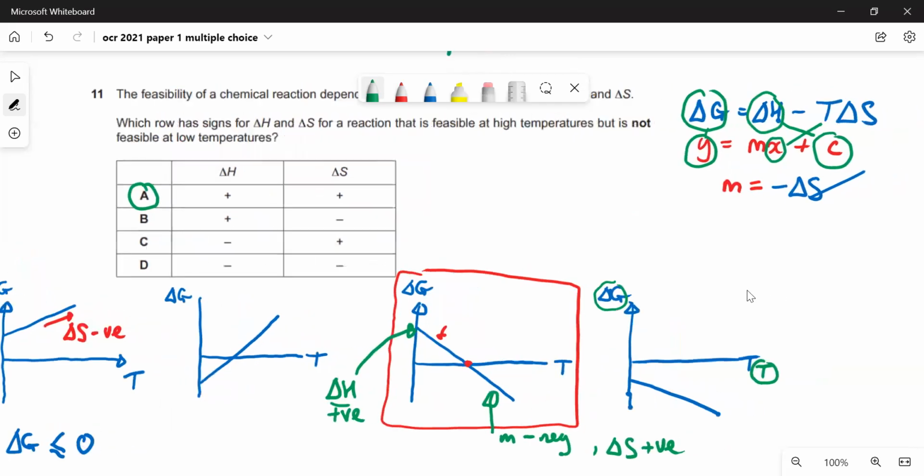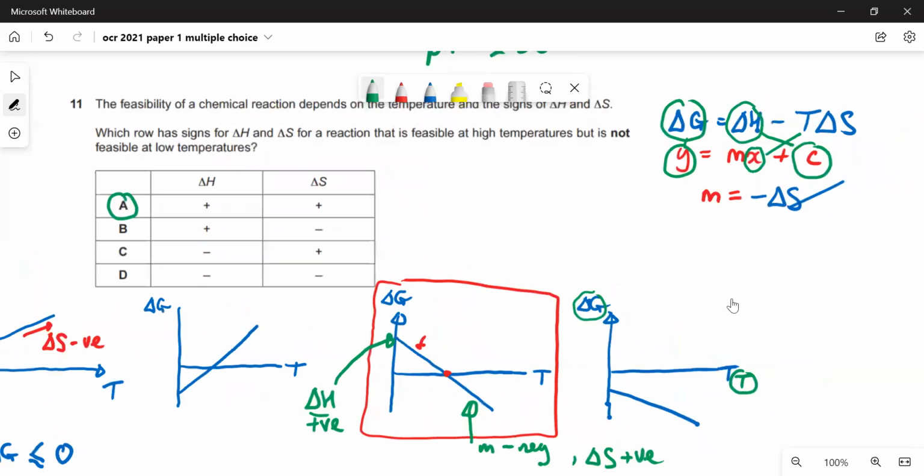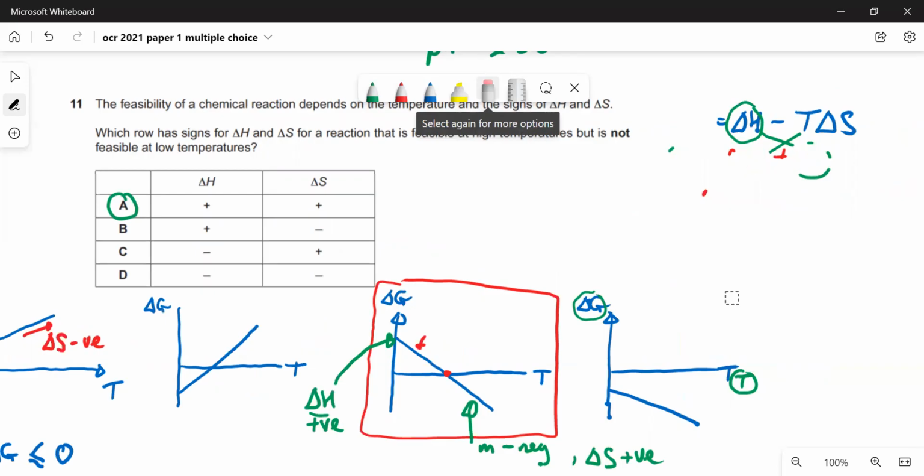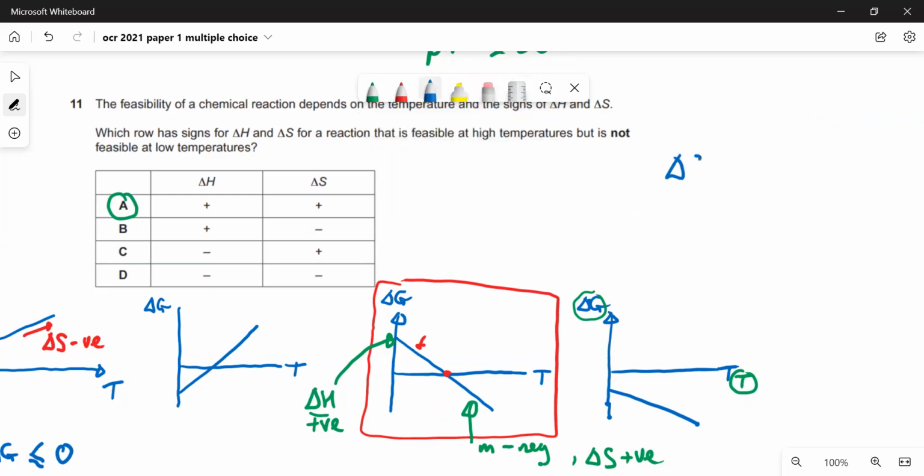Alternatively, you can think about this logically. I'll just write down the expression for delta G. If you're going to do a multiple choice question quickly, maybe you don't want to do that. But I always like to think of problems like that using those graphs. But if I just write down the equation, delta G is equal to delta H minus T delta S.